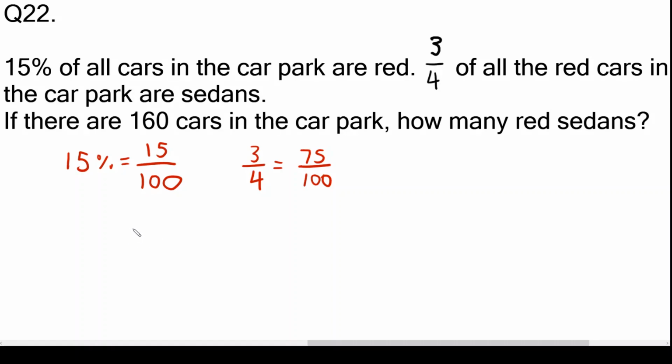So let's do the first step. 15% of all cars in the car park are red. So this is out of all the cars, 100%, 15 of them are red. So it's 15 over 100 times 160. All right, and to solve this one, what we need to do is remember that when we multiply fractions, we do it like this. It's going to be 15 times 160.